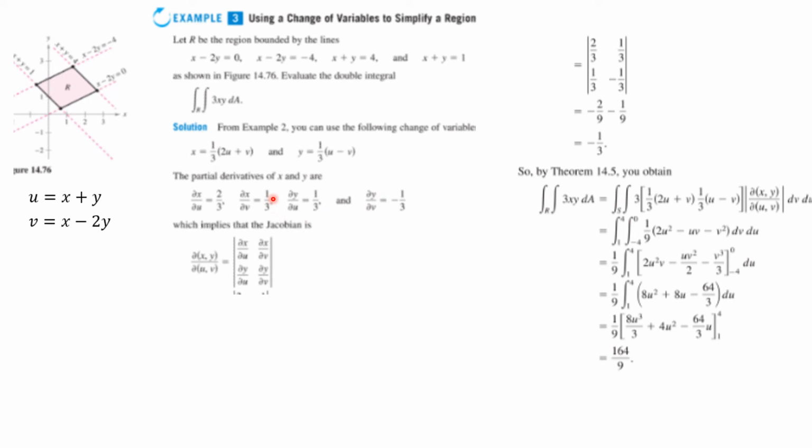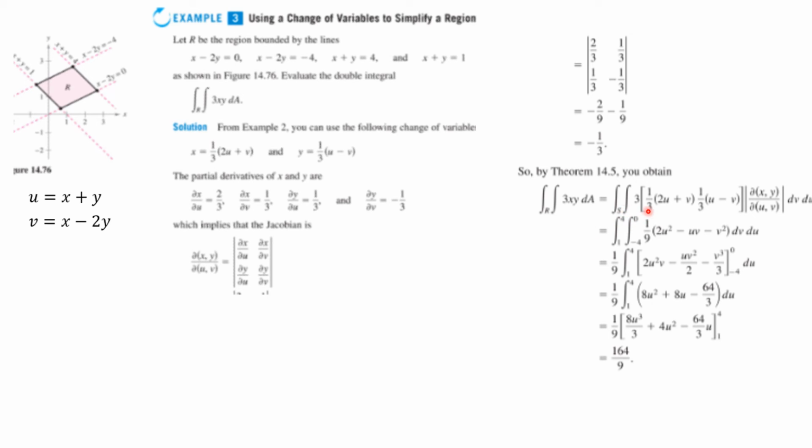But then the partial derivatives of x and y end up being these numbers, and I substitute them into the Jacobian matrix and do the calculation, and I get minus 1/3. That means there's a factor of 1/3, the absolute value, that's going to go into the integral. So by our theorem, the double integral over R of 3xy dA becomes the double integral over S. Now S is going to be much simpler because it's going to end up being a square, or a rectangle, I guess I should say.